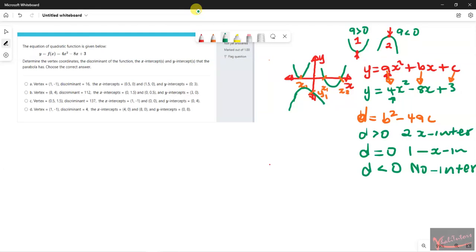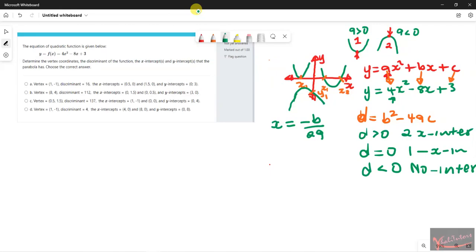So what is the equation for determining the turning point? The coordinates of the turning point are given by this equation. You will get your x value of the turning point by using the equation minus b over 2a. Where are you supposed to get the b and a from? From the standard formula. This is your A, this is your B. In this case, your A is 4 and your B is minus 8.